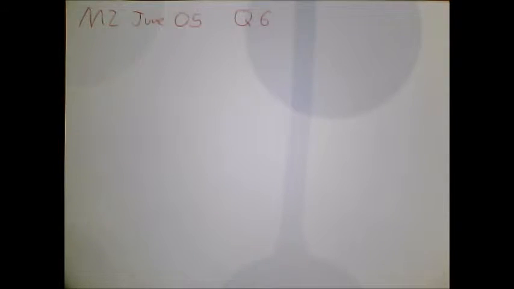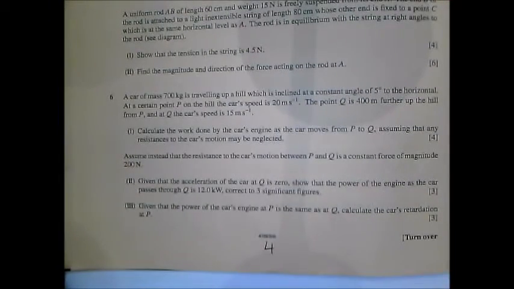This one is all about powers and work done. So let's have a look. We've got our car of mass 700 kilograms, and it's travelling up a hill at an angle. We know its speed at a particular point P, and we have a point Q, which is 400 meters further up the hill. We also know its speed there as well. Okay, and we're going to the first part of the question.